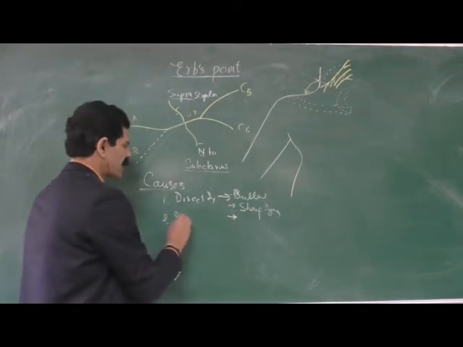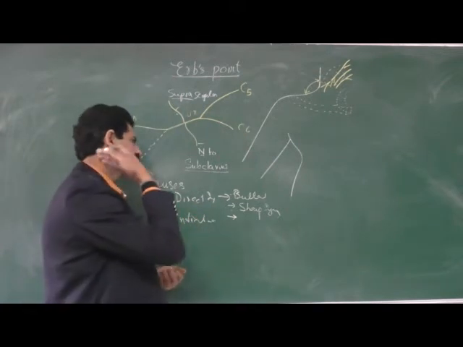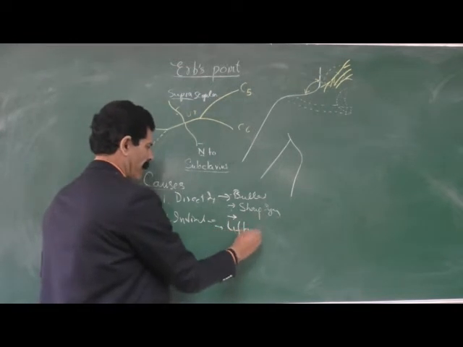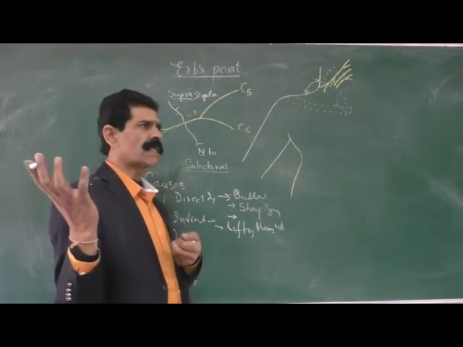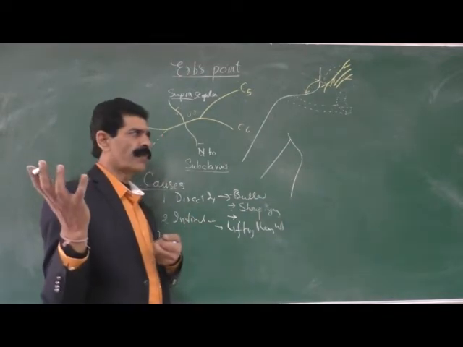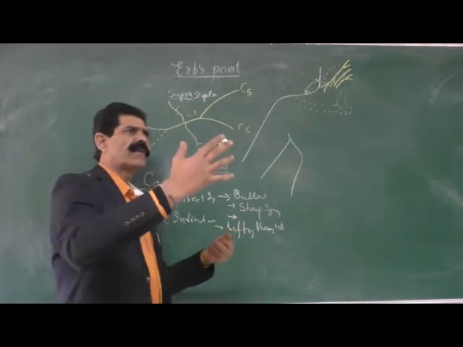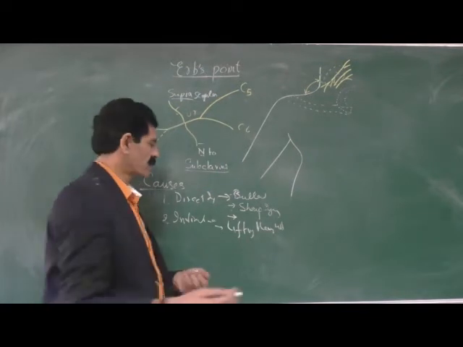Second is the indirect injury. Indirect injury occurs when this angle increases, as in lifting heavy weight by the porters in the seashore. When they are lifting heavy weight and transferring it to some other place, there are chances that Erb's point is damaged.